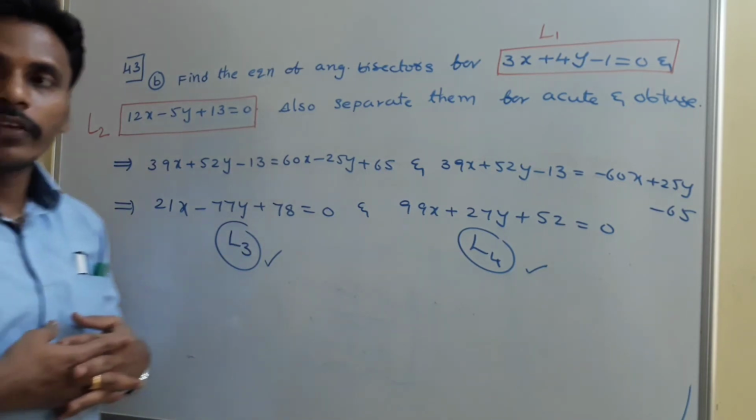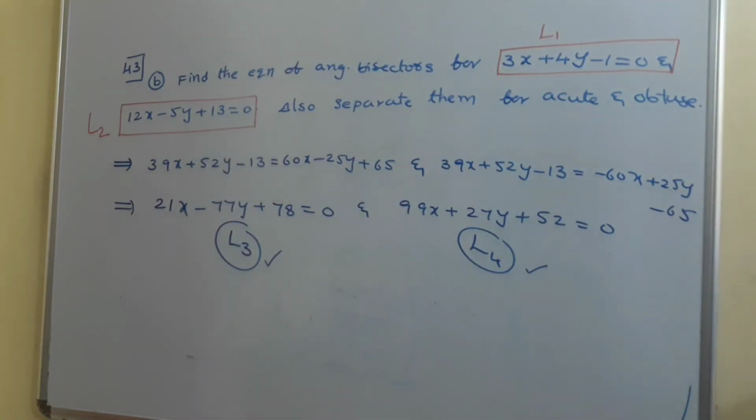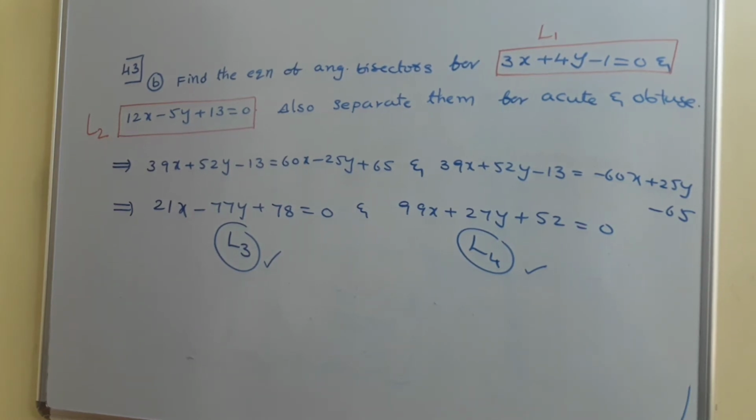L1 and L2 are two given lines. These two lines will intersect and give you four angles, and for those four angles, two pairs are equal. For one pair, one bisector, and for the other pair, the other bisector. To find those bisectors, we need to utilize the standard formula: (a1x + b1y + c1) / root of (a1 square + b1 square) equals plus or minus (a2x + b2y + c2) / root of (a2 square + b2 square). So with that idea, at the end I found two lines, and you just let them be L3 and L4. Just have a look.